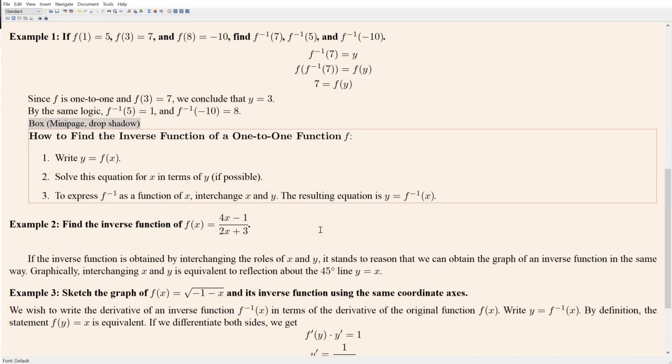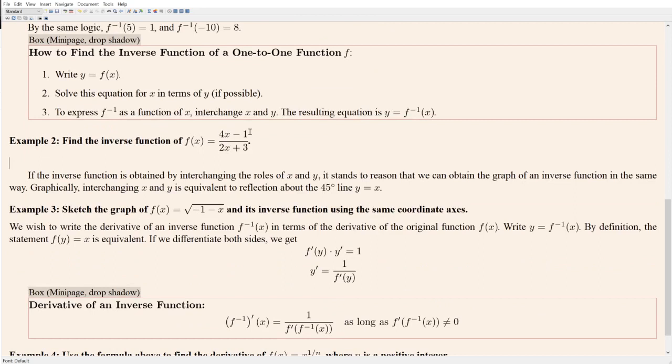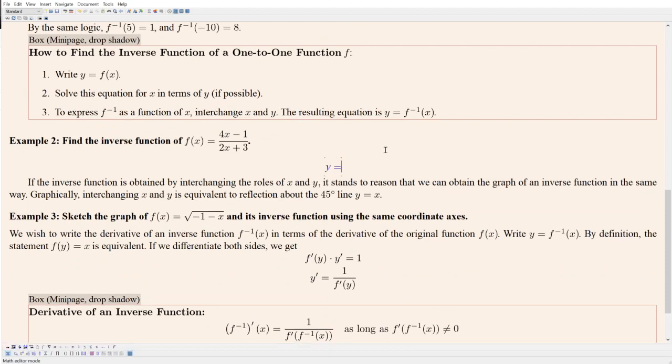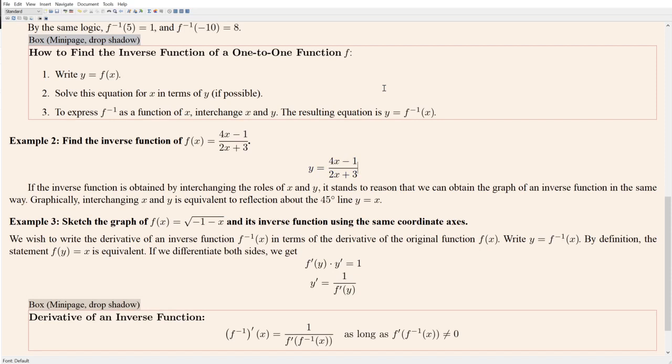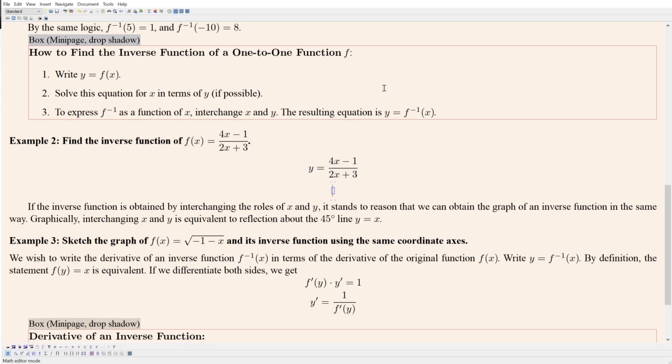So let us use our knowledge of equation solving to construct an inverse to this function: 4x minus 1 over 2x plus 3. First off, write y equals f of x, like so. Next, we want to solve this equation for x. So let's see. Well, let's multiply both sides by 2x plus 3.